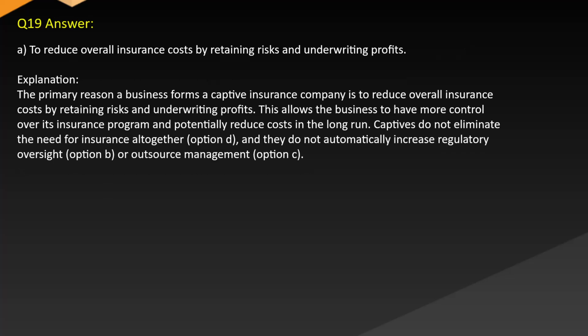Answer: A. To reduce overall insurance costs by retaining risks and underwriting profits. Explanation: the primary reason a business forms a captive insurance company is to reduce overall insurance costs by retaining risks and underwriting profits. This allows the business to have more control over its insurance program and potentially reduce costs in the long run. Captives do not eliminate the need for insurance altogether, option D, and they do not automatically increase regulatory oversight, option B, or outsource management, option C.